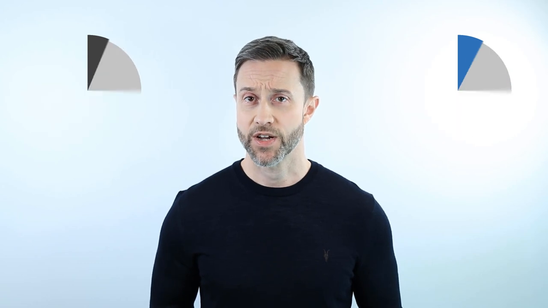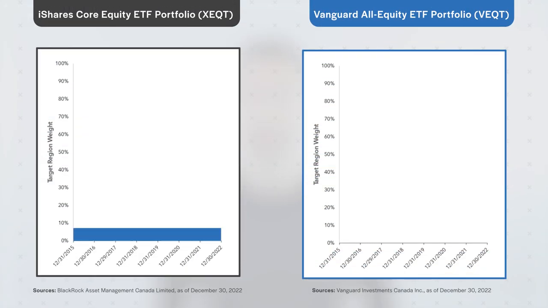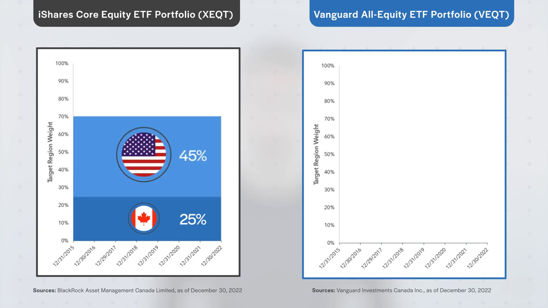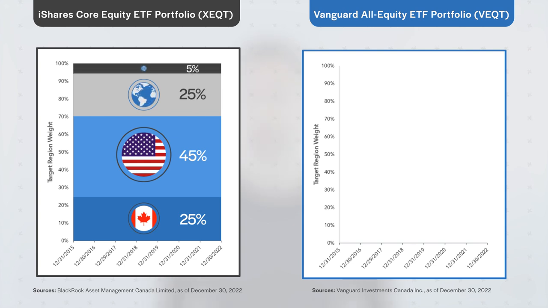And how about how each fund manages its foreign equity allocations? Like its 25% Canadian equity allocation, iShares has also chosen specific target weights for its US, international, and emerging market stock allocations. US equities receive a 45% share, with another 25% allocated to international equities. The remaining 5% is allocated to emerging stock markets. iShares rebalances back to these target weights regardless of what global stock markets are up to on any given day.